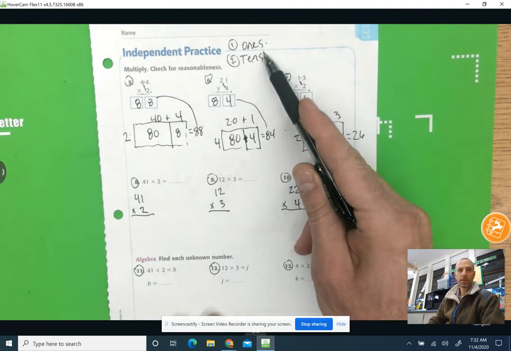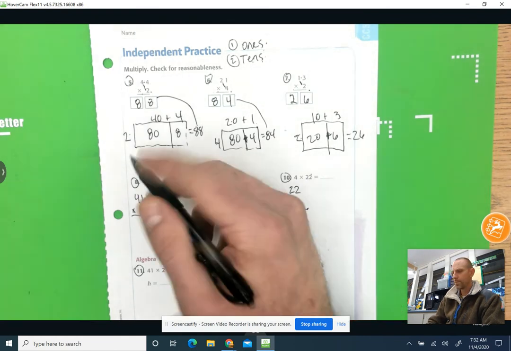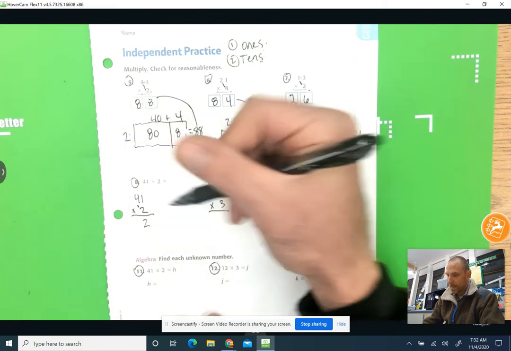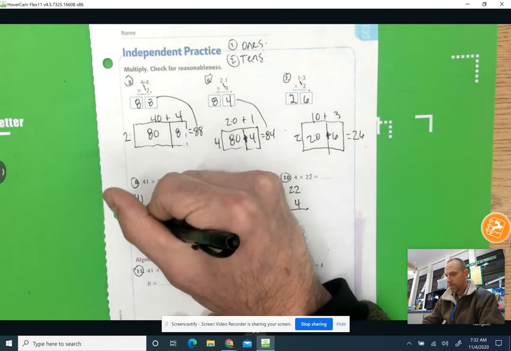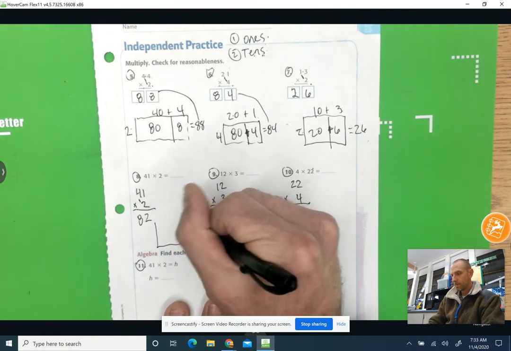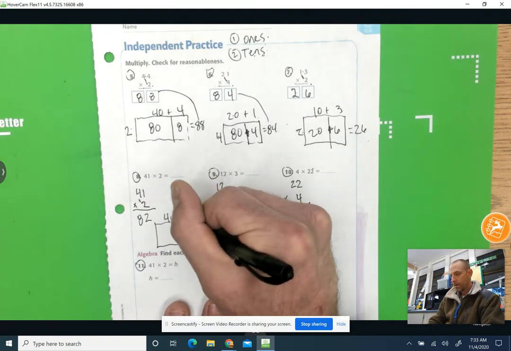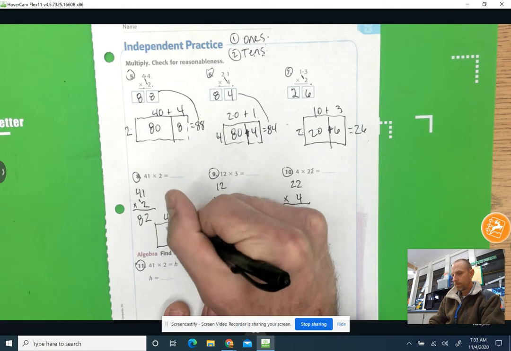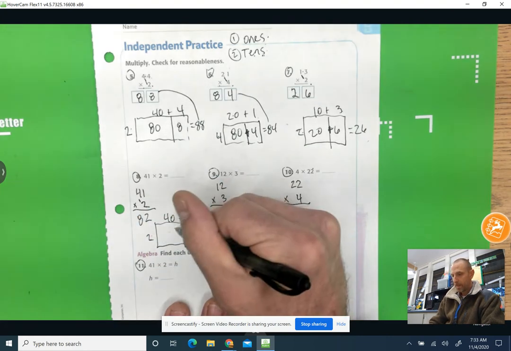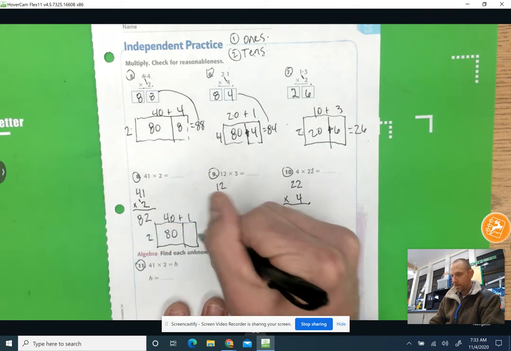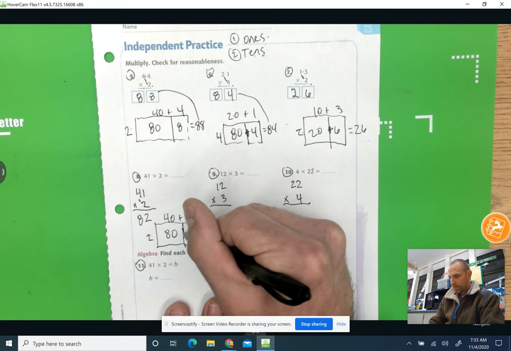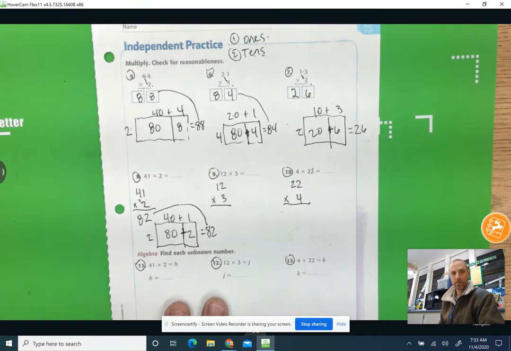Multiply the ones place first. 1 times 2 is 2. Then move to the tens and multiply diagonally. 4 times 2 is 8. Check for reasonableness. 40 plus 1. 2 times 40. 2 times 1. Add them together. 82. Check for reasonableness.